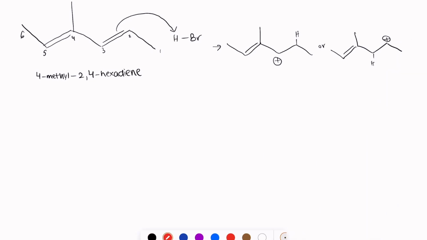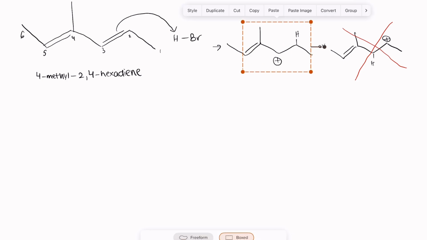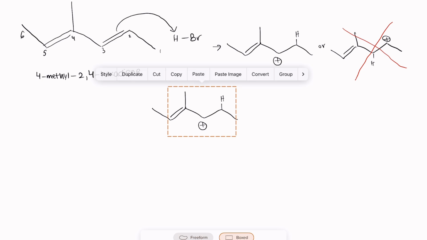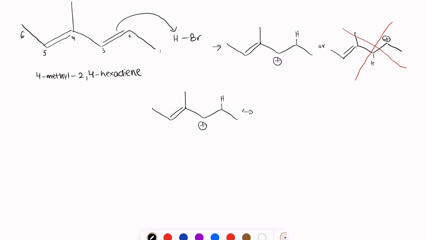Like the other problems, there is no resonance with this one. You can't move the double bond this way. It just would not work. So we're striking that out. So we have formed the correct carbocation here, and we can make its resonance. All right, these are our 2 resonance structures.